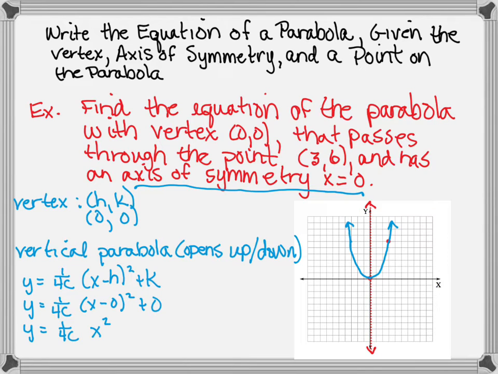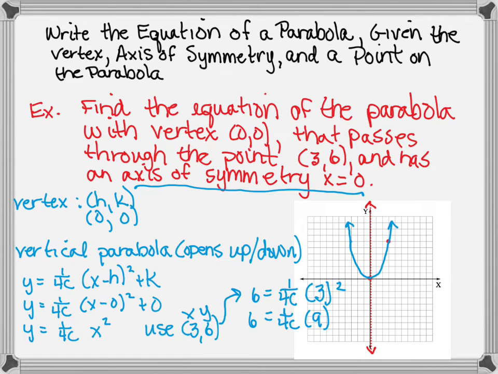So let's use our point. We're given the point 3, 6. Remember, 3 is our x value, 6 is our y value. And let's substitute in. So you have 6 equals 1 over 4c times 3 squared, or 6 equals 1 over 4c times 9, or 6 equals 9 over 4c.